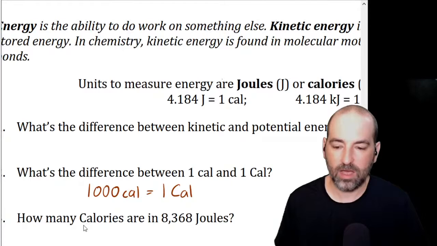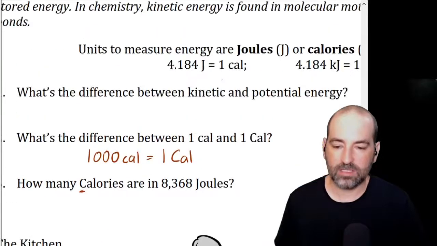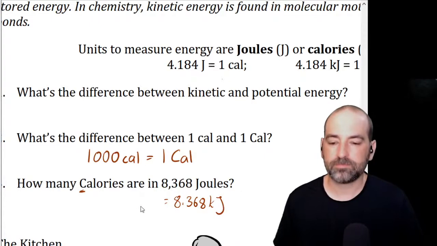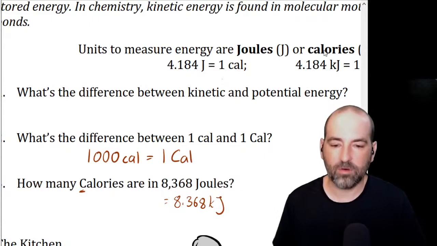So if we want to know how many capital C calories are in 8,368 joules, first, we want to take this into kilojoules. So that equals 8.368 kilojoules. And then we can divide by 4.184 to get calories. So the answer is 2.